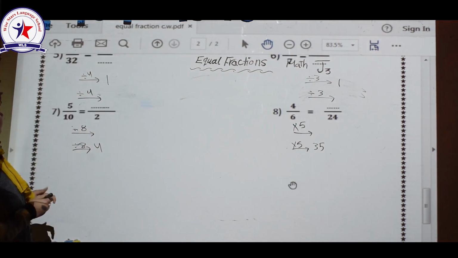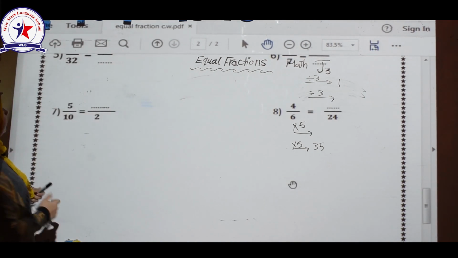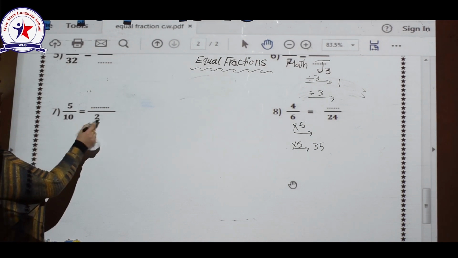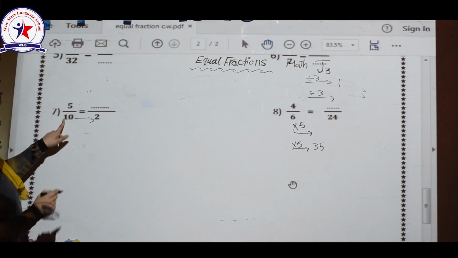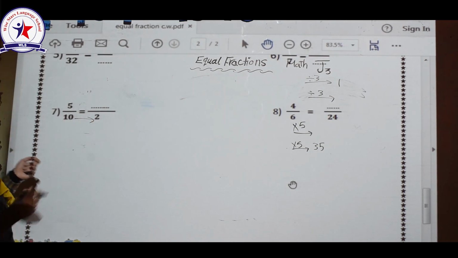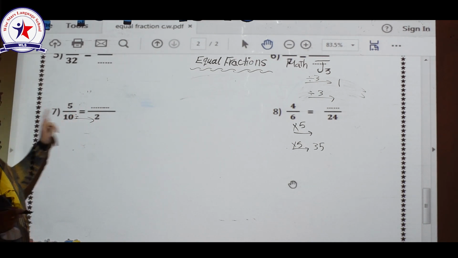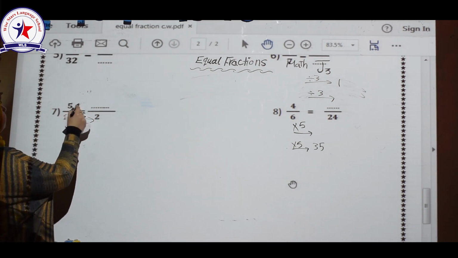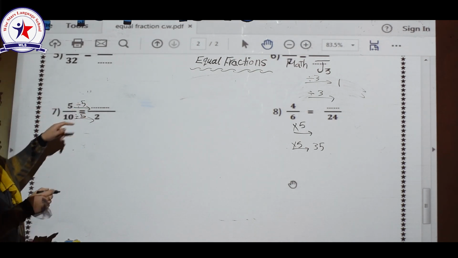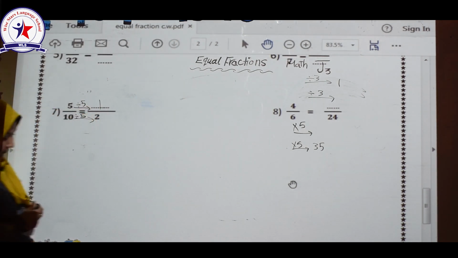Number 7. 5 over 10 equals what number over 2? Draw an arrow between the two numbers, like 10 and 2. 10 goes to 2, from the greatest to the smallest. So what do I do? Put divide. 10 divided by what equals 2? 10 divided by 5. So put divide 5 up. 5 divided by 5 equals what? Equals 1. So 5 over 10 equals 1 over 2.